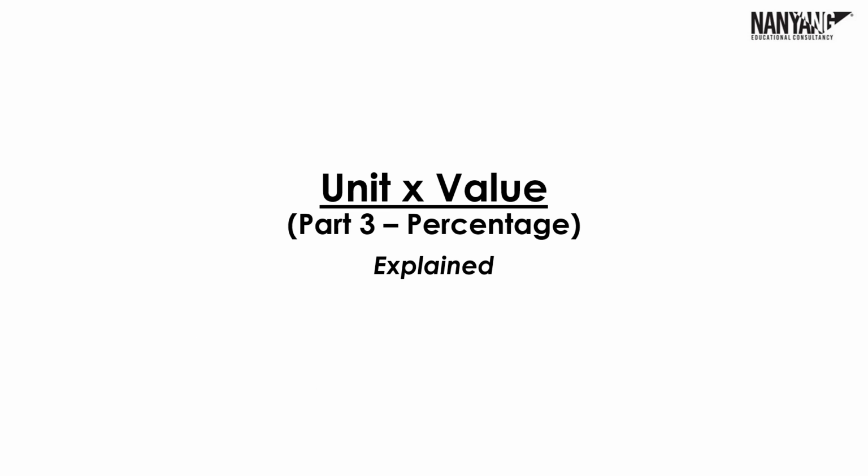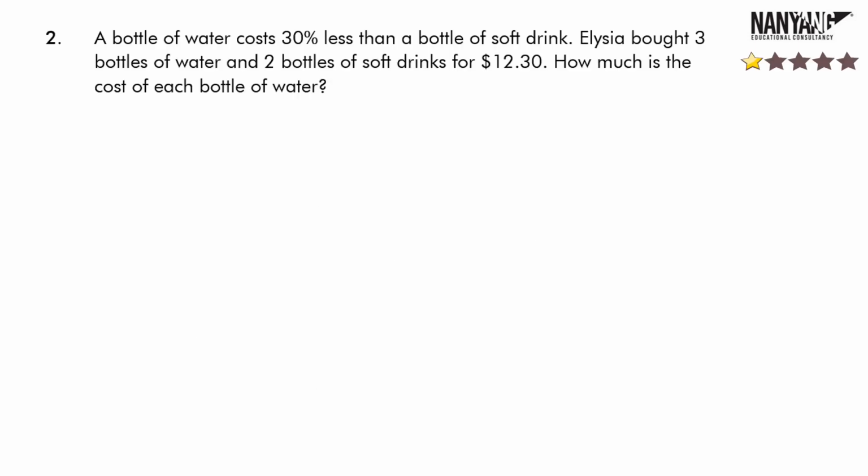Now that we have learned how to do the questions, let's attempt another one. So a bottle of water costs 30% less than a bottle of soft drink. Alicia bought 3 bottles of water and 2 bottles of soft drinks for $12.30. How much is the cost of each bottle of water? Feel free to pause the video and attempt the question first. You can resume once you're ready.